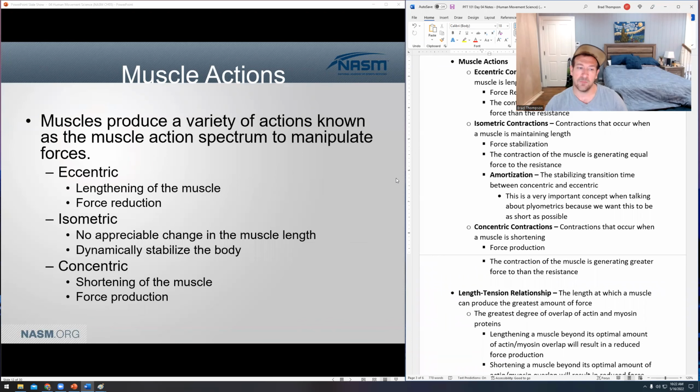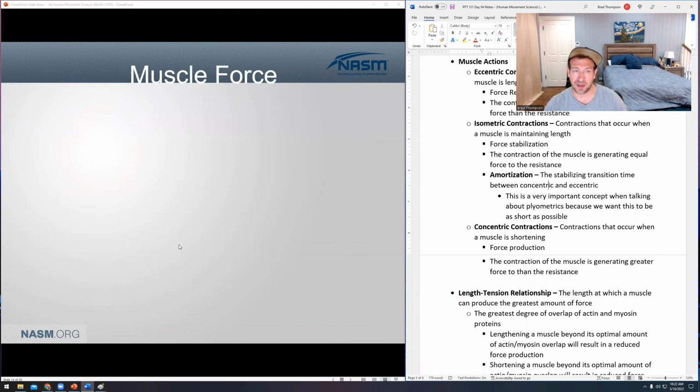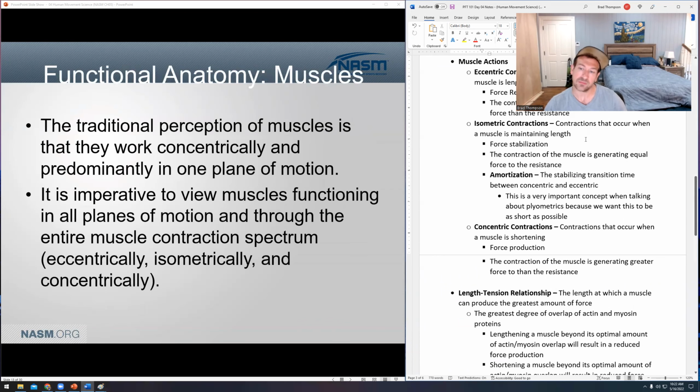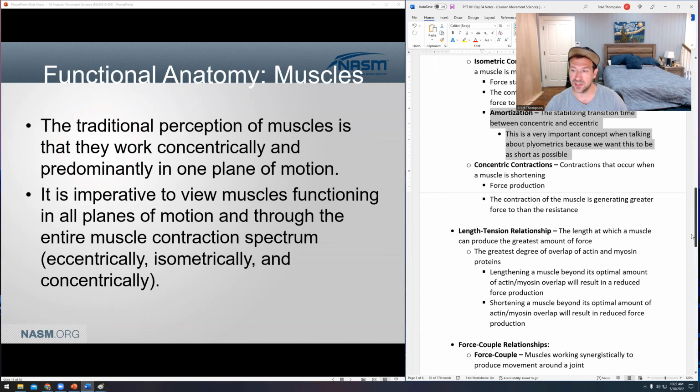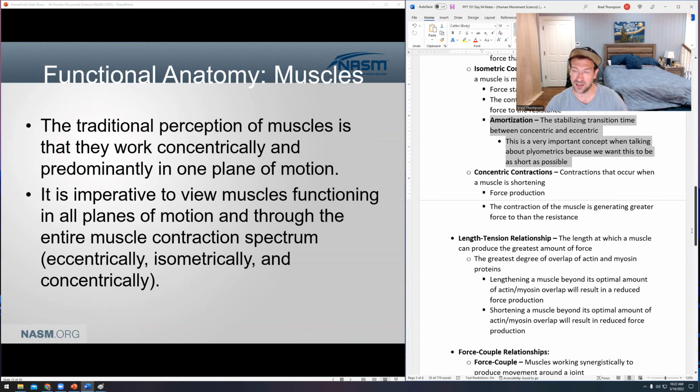Now there is a special term. I put this in the notes now. This is not in this chapter, but I did put it in the notes now because it's going to become very important at the end of the module. So this is a little Brad note in here. There is a special version of isometric contractions that we have to talk about called amortization.